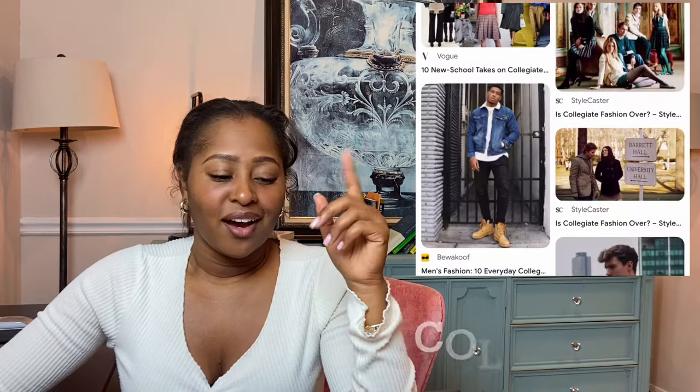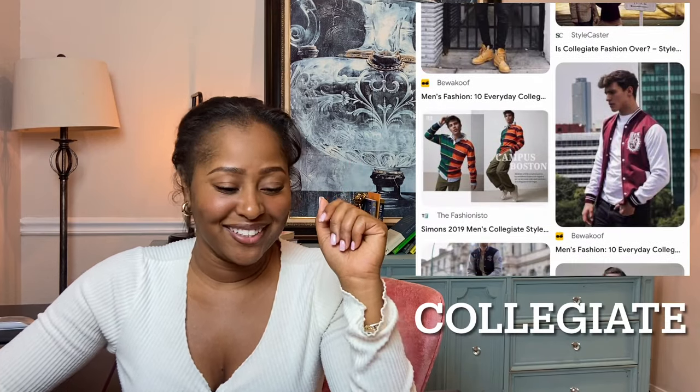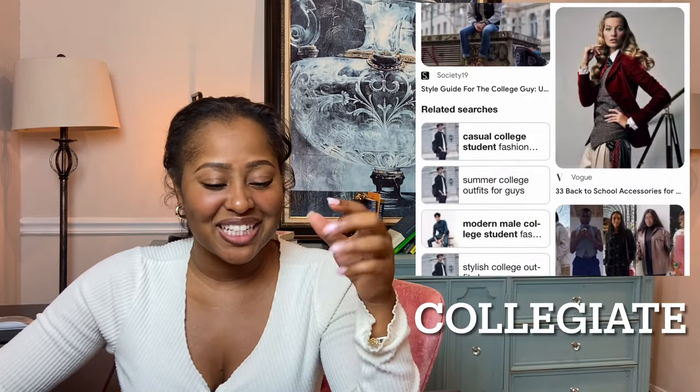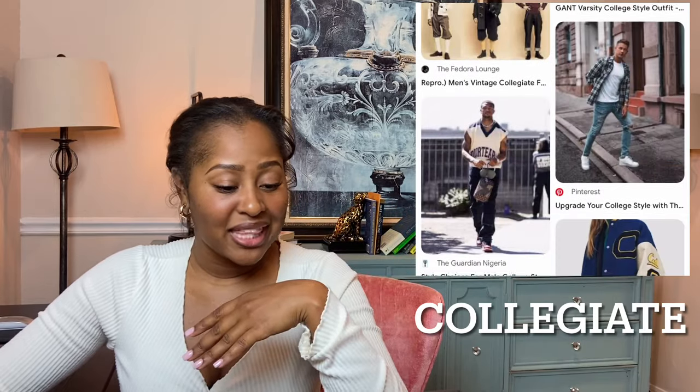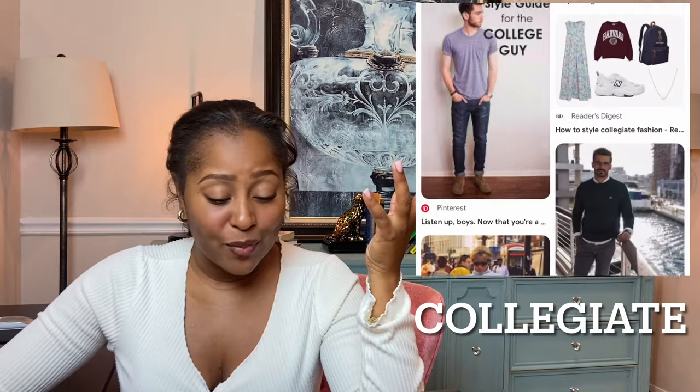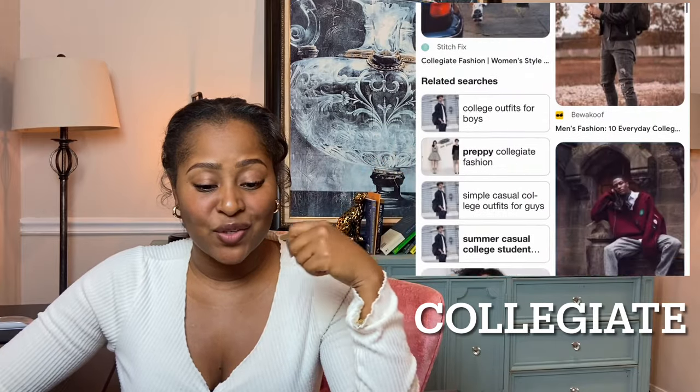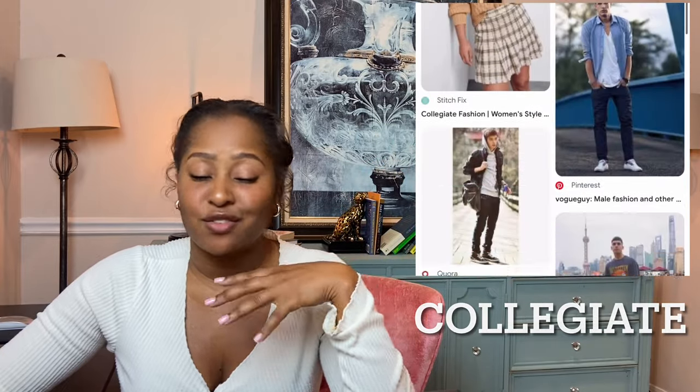Our next one is collegiate. Rooted in traditional varsity styles, think monogram emblazoned jackets and cricket sweaters. Anything representing school spirit or apparel showing off a university that you or a loved one attends is fair game. Gotta love it. Plain and simple, right?